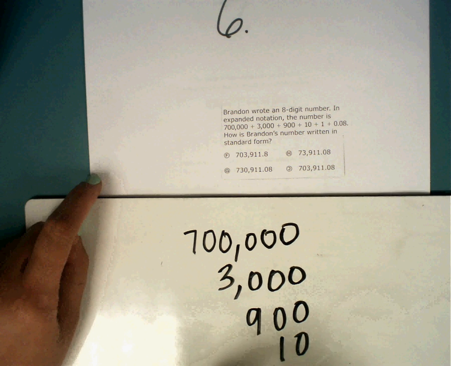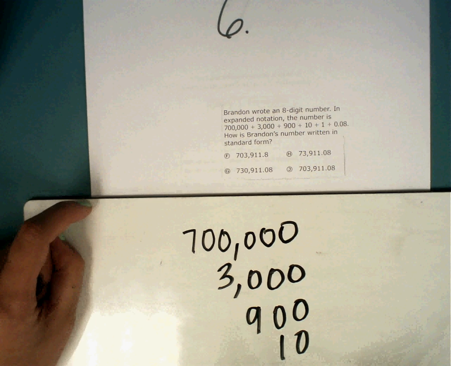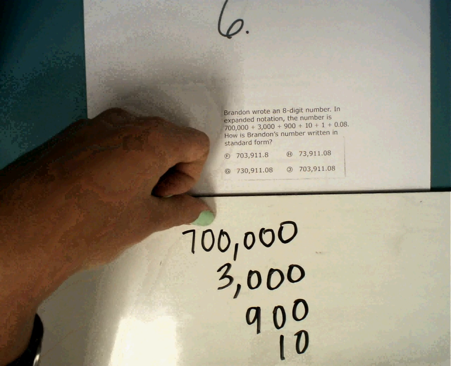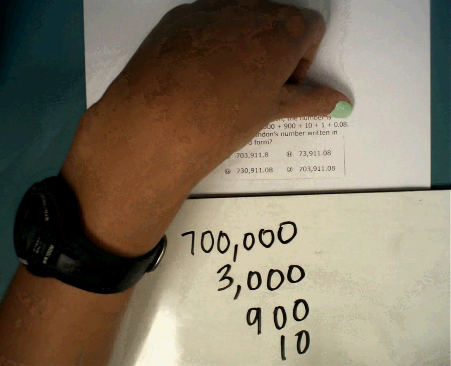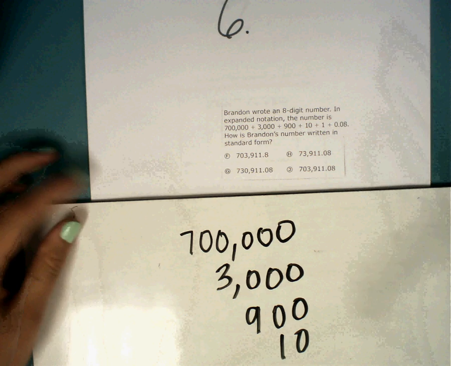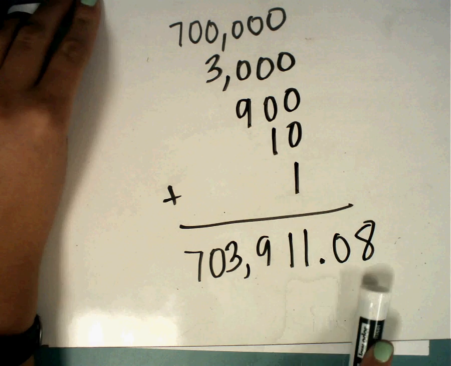So if I'm adding these up, 0, 0, 0, 1, 1, 9, 3, 0. There's nothing in the 10,000ths place. 7. And then we want 0.08 at the end. So in this case I have 703,911 and 8 hundredths. So let's see which one matches that.